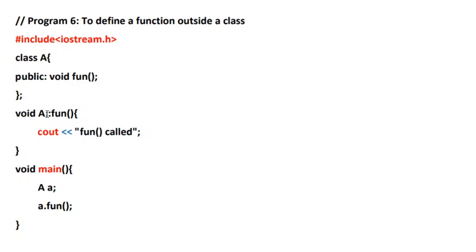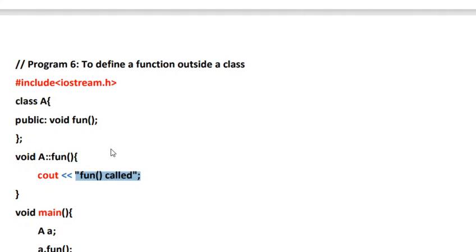Here I'm using the scope resolution operator in order to access the function belonging to a particular class. Here void is the return type of the function, A is the class, then the scope resolution operator, and the function name. It basically means fun is a function that belongs to class A, because there might be multiple instances of fun belonging to other classes as well. So I've declared a simple object of type A, and I've called the function that will print this particular statement in the standard output stream.